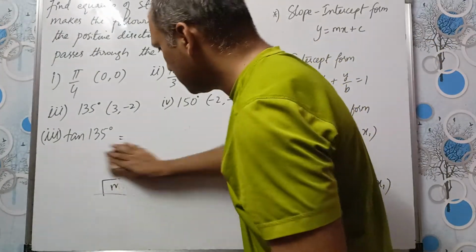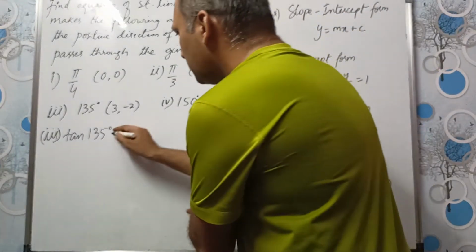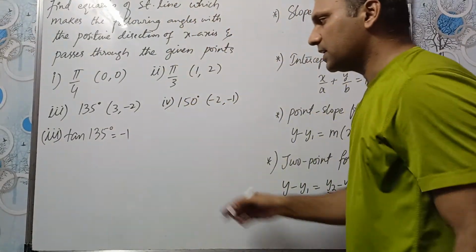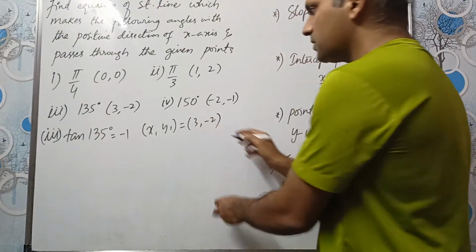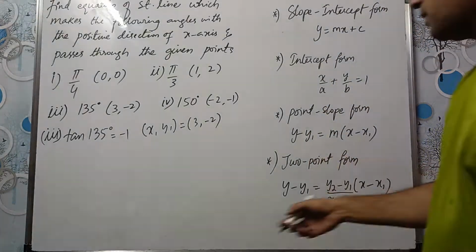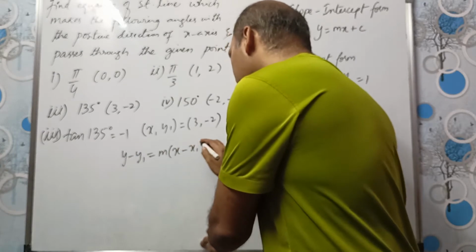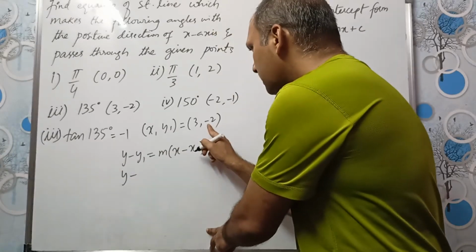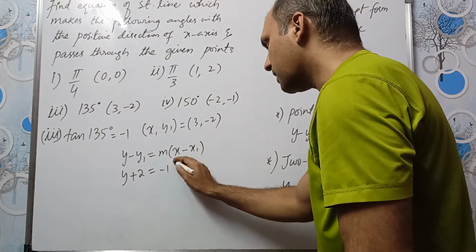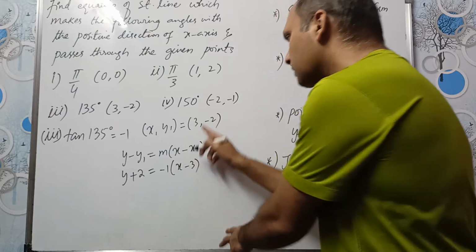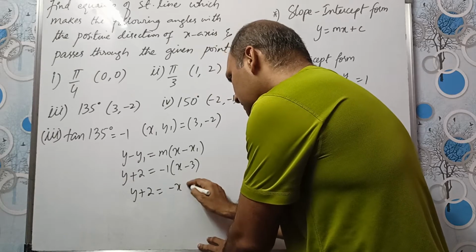So let me just rub this. So we can directly write tan 135 is minus 1. Okay. Now we have x1, y1 is equal to 3, minus 2. Let us use y minus y1. Point slope form. Y minus y1 is equal to m into x minus x1. So this is y minus y1. y1 is minus 2. So this will become plus 2, minus of minus. M is minus 1 multiplied by x minus x1 is equal to 3. Okay, so this is y plus 2 is equal to minus x plus 3.